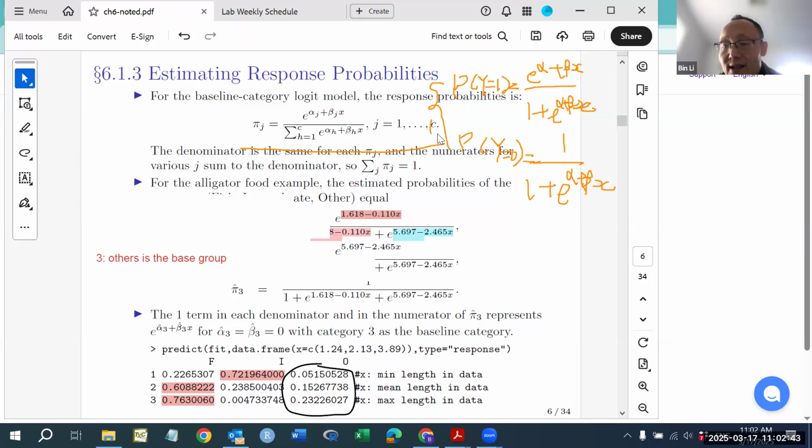Now this time I have the c here. Why? Because if it's 1 through c minus 1, these are all fine. But when it's c, remember what alpha c and beta c are? They are both equal to 0. So for the baseline group, pi c, the numerator becomes the exponential of 0, that's 1, just like here. Okay?